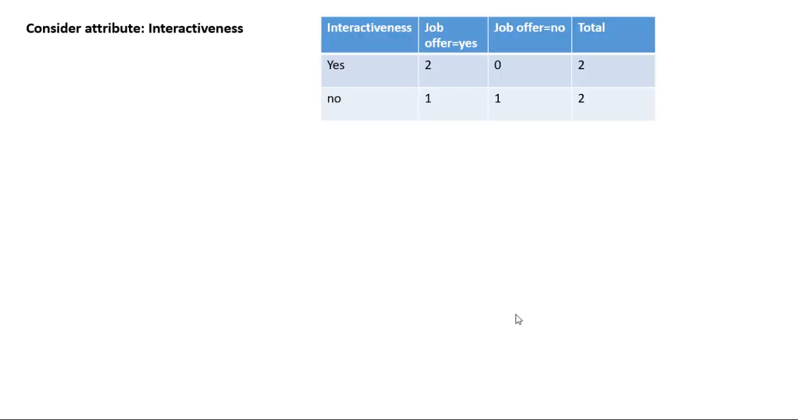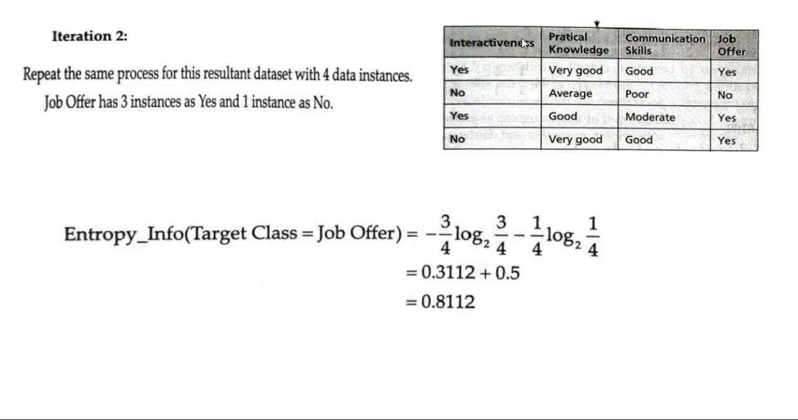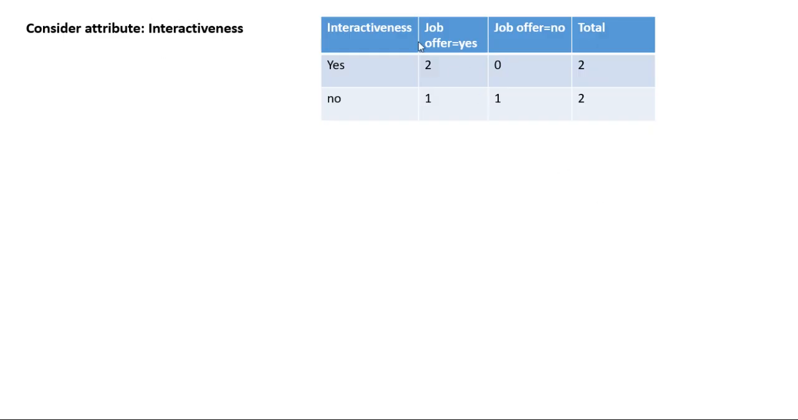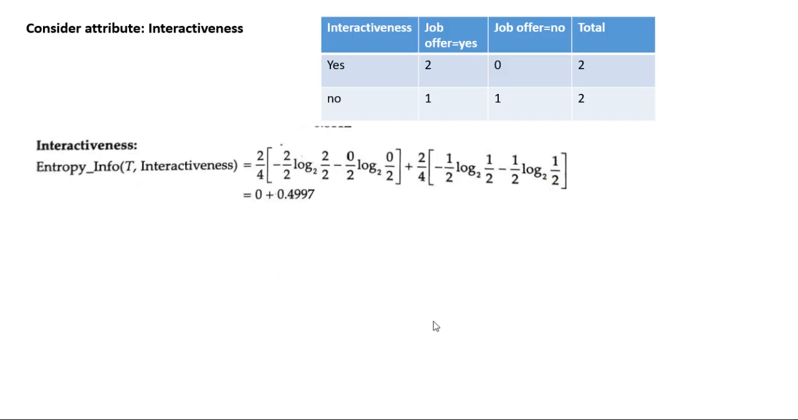Now again repeat for all the 3 different attributes. For interactiveness you have to find all the 4 metrics. For practical knowledge again separately you have to find, again for communication skills. So looking from this table, I made a table like this for interactiveness. When it was yes, these are the number of job offers which had yes, number of no's and total. Similarly for no you do it. So find all the 4 metrics like we did before. Find the entropy information. Okay, now this is for yes, this is for no.